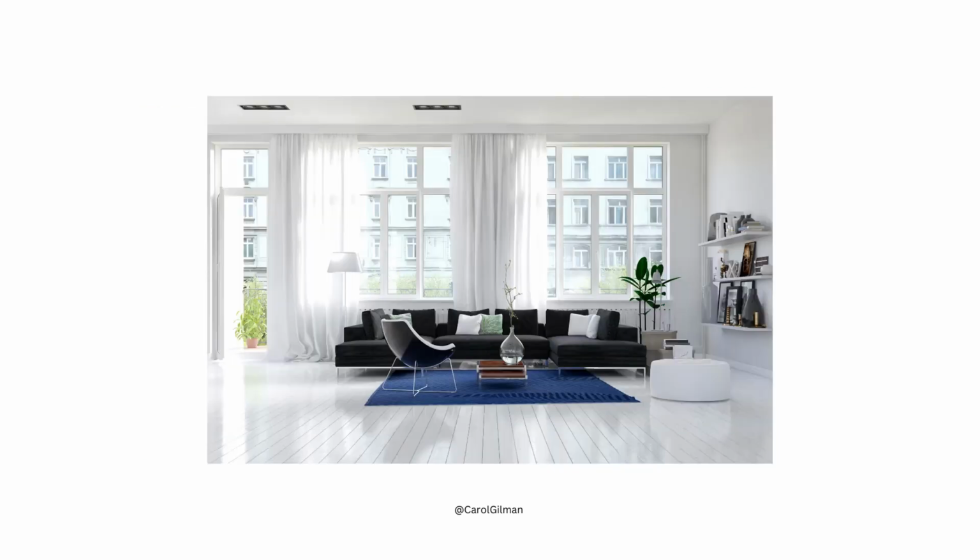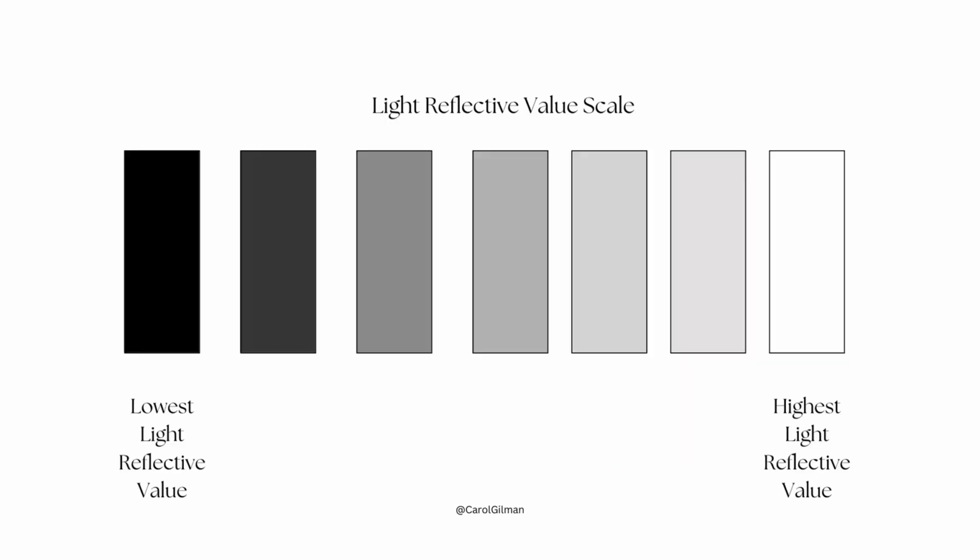And white provides a lot of contrast. Because it's naturally very bright and light, it can provide a lot of contrast, especially when you're using darker colors with it. And white is the brightest, lightest color that we have. It has the highest light reflective value, which refers to how much light is reflected off of a color.